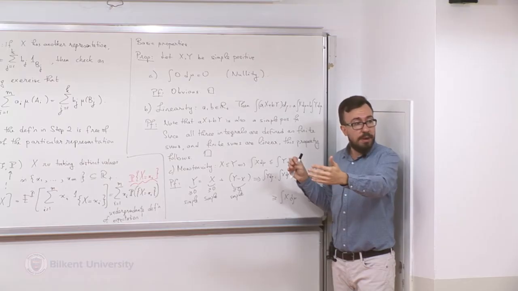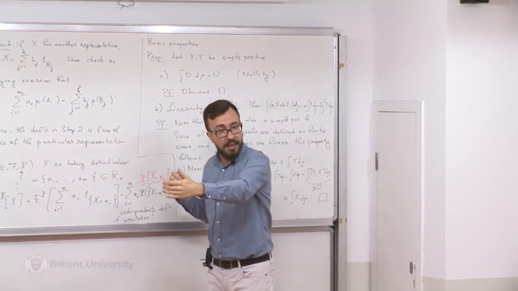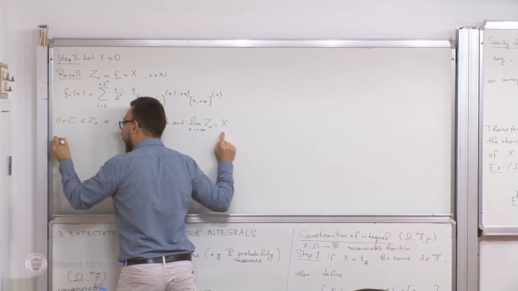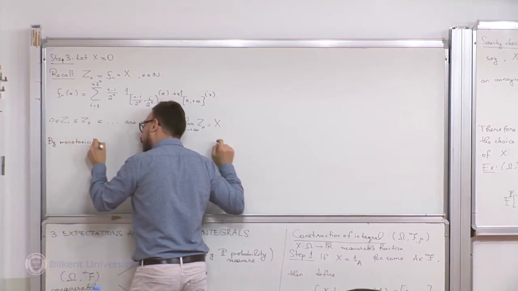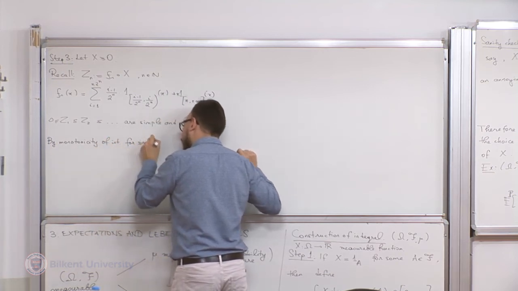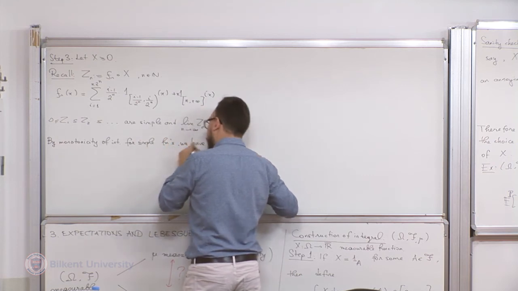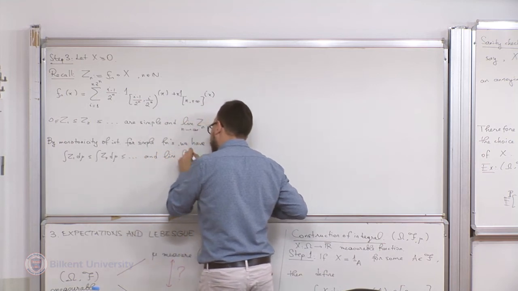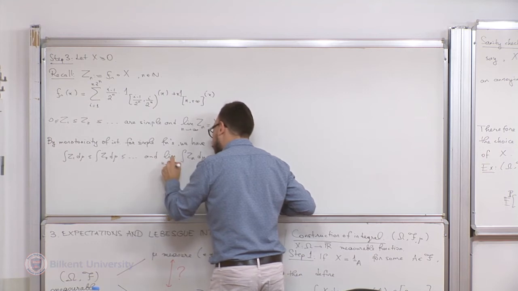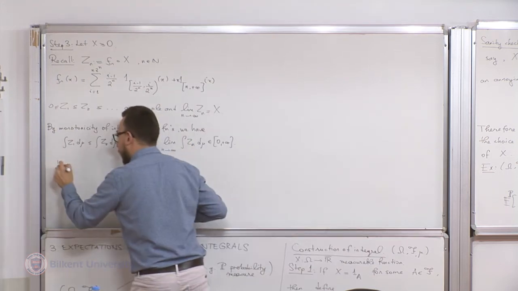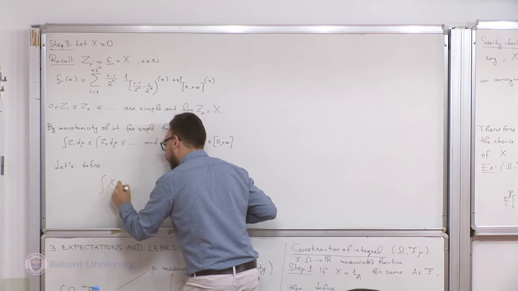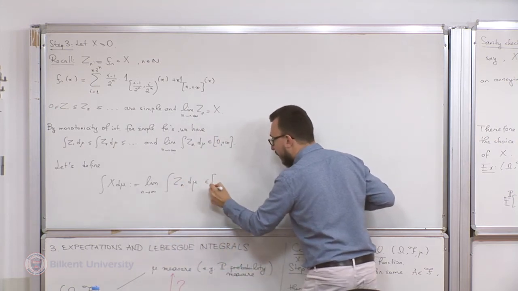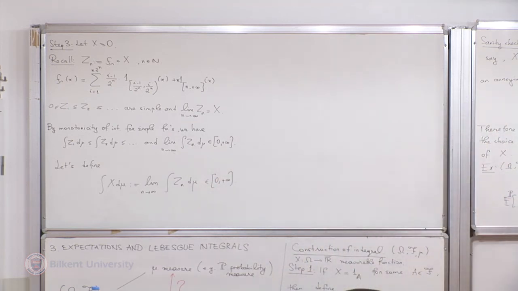And we also proved, maybe 2 weeks ago, that whenever you have an increasing sequence, it always has a limit, but the limit could be plus infinity, it's fine. Therefore, that's the way we're going to define the integral of x. So by monotonicity of integral for simple functions, we have integral of Z1 less than integral of Z2, etc., and the limit of integrals exists. Let's define this limit as the integral of x. And since it's the limit of positive numbers, it is also between 0 and plus infinity included.